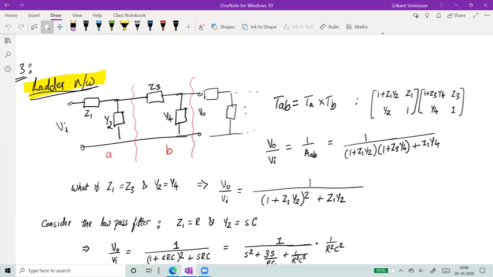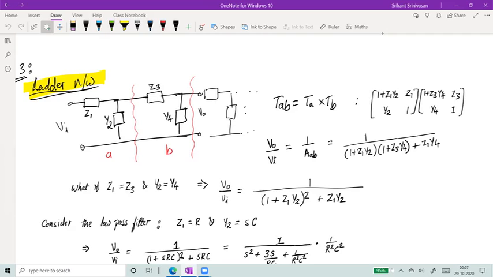If the input is Vi and the output is V naught, then I can break this whole structure AB into two sections, A and B. If I find the transmission matrix for each section, I just have to multiply them to get TAB. Following the same formula as above, the TA matrix is given by 1 plus Z1 Y2, Z1, Y2 and 1. And for the second part, it's the same structure: 1 plus Z3 Y4, Z3, Y4 and 1. So if I want the ratio of the output to the input voltage, then I would have to do 1 over A of the combined matrix, where A is the parameter of the ABCD matrix.